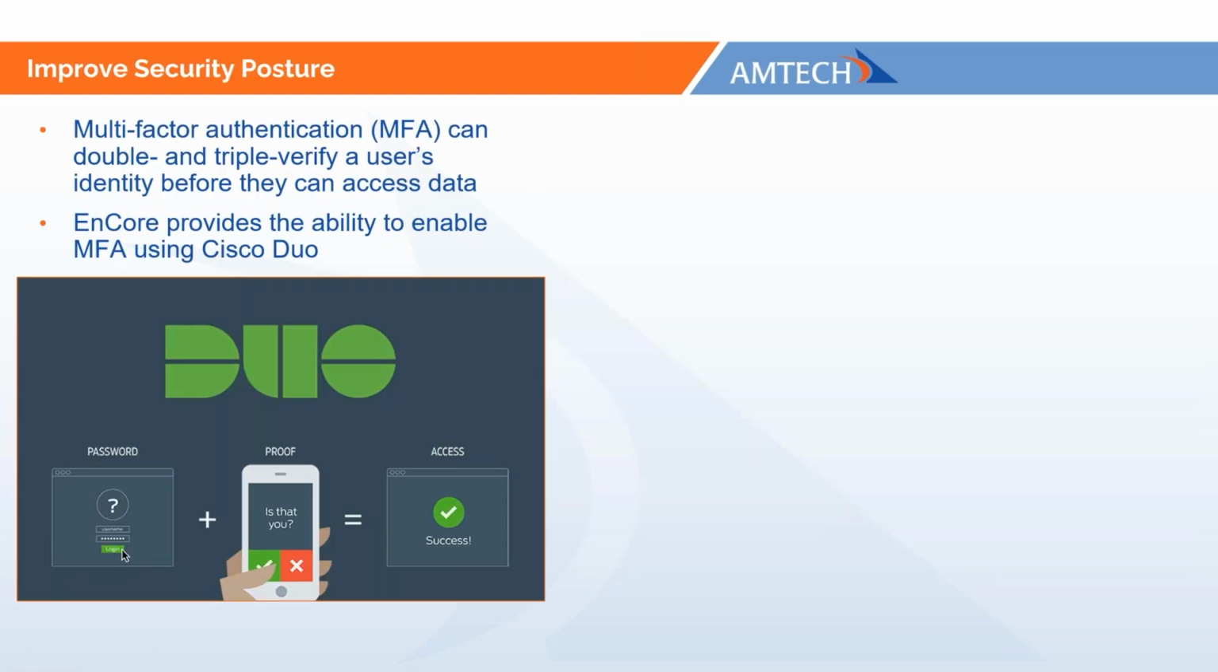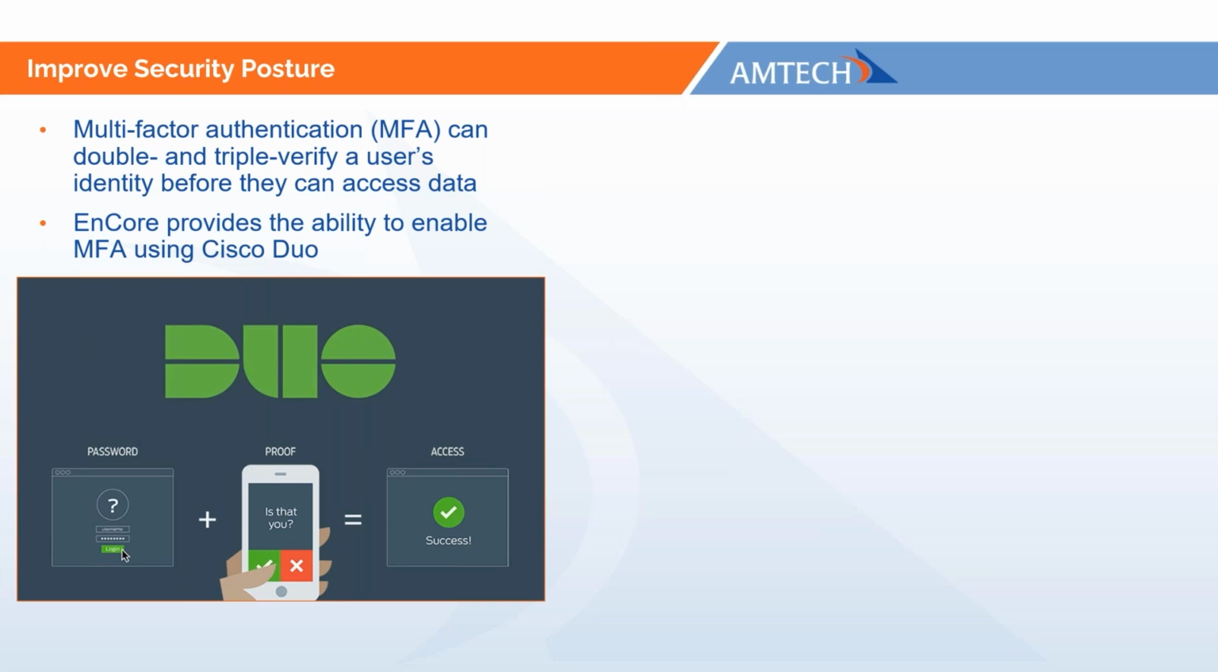The next area I want to talk about is improving your security posture, and this is really a hot topic with a lot of our clients. If you haven't already implemented multi-factor or dual authentication, it's something you really should look at doing. At its base, after you enter your user ID and password, you have a secondary method for confirming that it's you. EnCore supports MFA using Cisco's Duo product, and it's worked out really well for a lot of our clients.